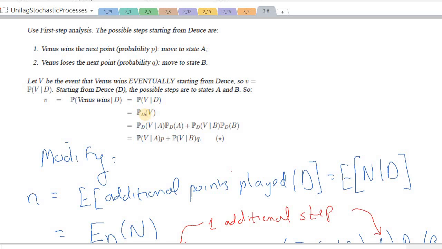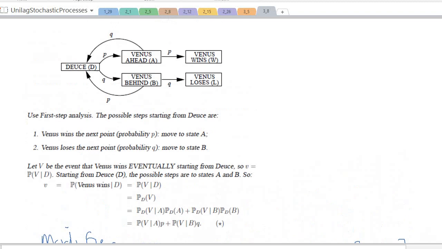And if the game is at deuce, there are 2 possibilities. Either the game moves to A, where Venus is ahead, or it moves to B, where Venus is behind. You can see those 2 states here. If you're at deuce now, you either move to Venus ahead or Venus behind. So A represents Venus ahead, B represents Venus behind.